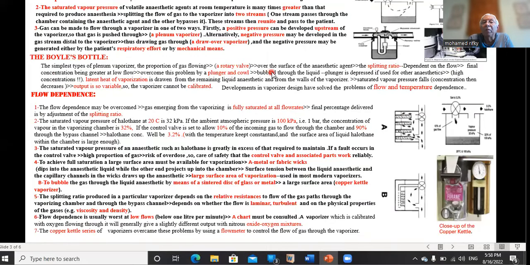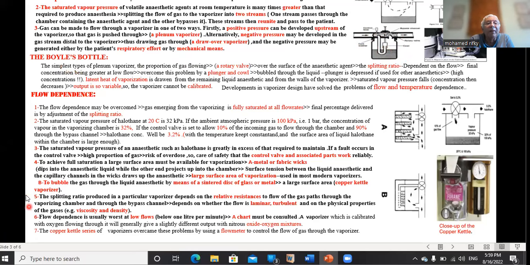So we have problems in the Boyle's bottle in that it is affected by the rate of flow and the change of temperature. Whenever the flow is very low, it gives enough time for the vapor to be recollected in a high concentration, so it gives a high percent. So it is affected by the flow, so we call it non-calibrated. On the other hand, of course, the process of vaporization needs heat. This heat has been taken from the liquid itself and from the surrounding, causing a decrease of temperature and almost icing around the ether bottle, decreasing the rate of vaporization, hence the saturated vapor pressure.